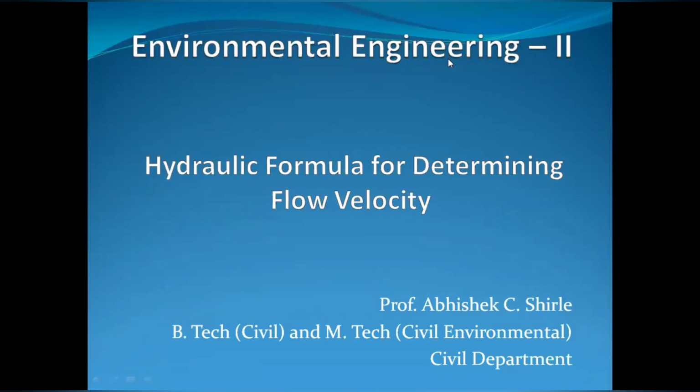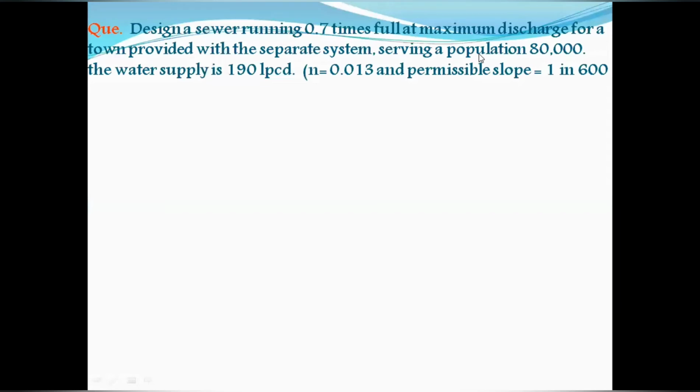In the last numerical, we have seen the design of a sewer running half full, and now we will see the design of a sewer running partially full, that is, when the ratio of depth of flow, small d, to the total depth, capital D, is 0.7. So the numerical is: design a sewer running 0.7 times full at maximum discharge.